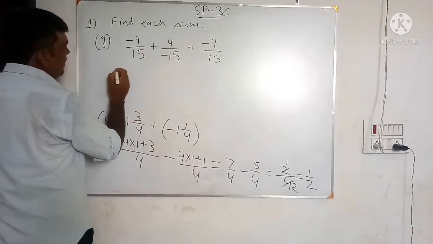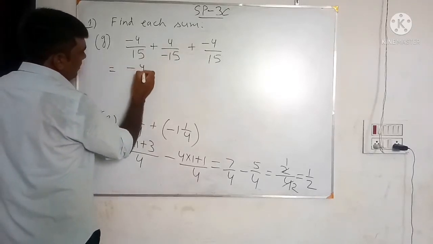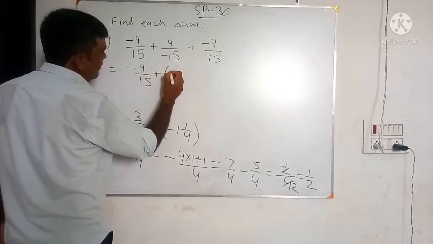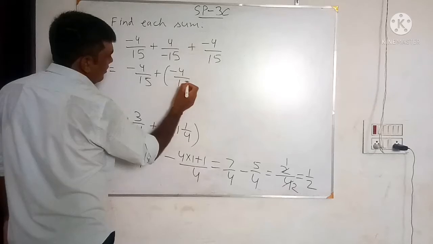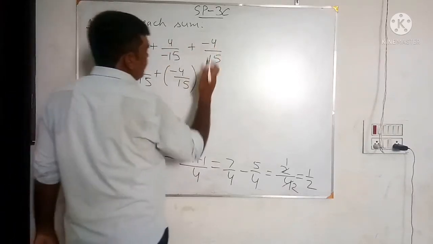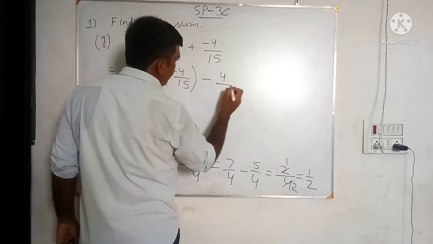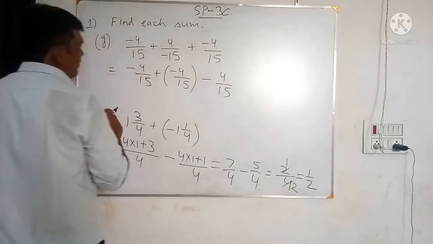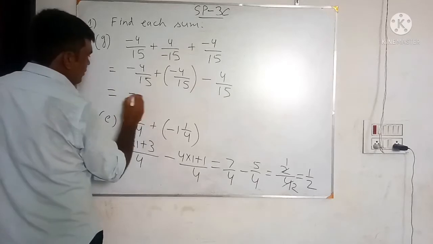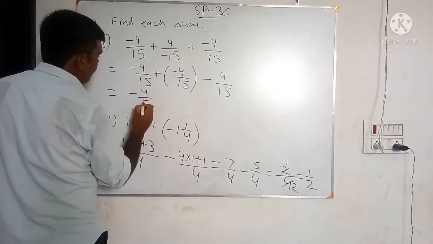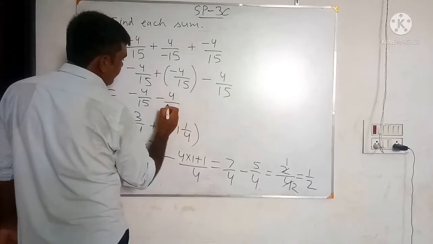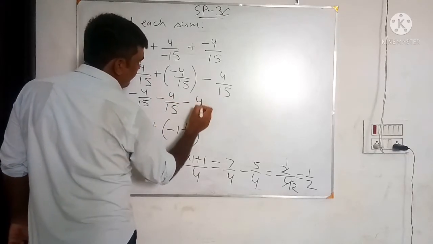When I make it in the standard form, 4 upon minus 15 becomes minus 4 by 15. Make the numerator negative, not the denominator. Now, this plus minus when multiplied gives minus. So minus 4 by 15 plus minus 4 by 15, minus 4 by 15.